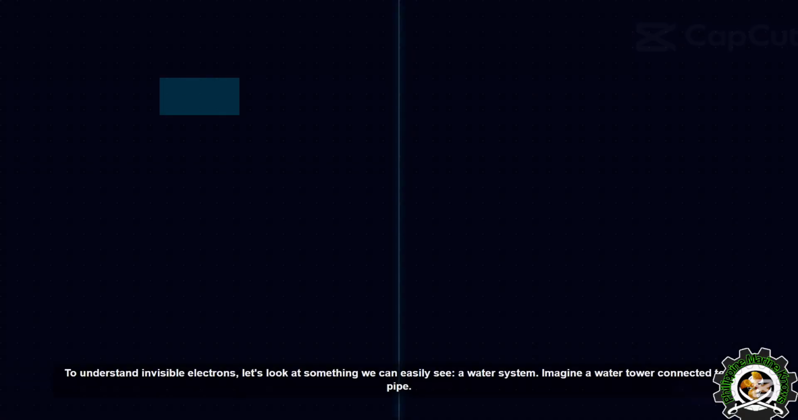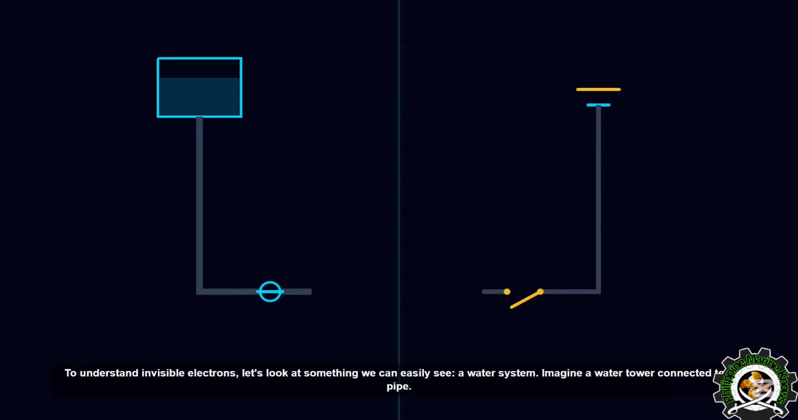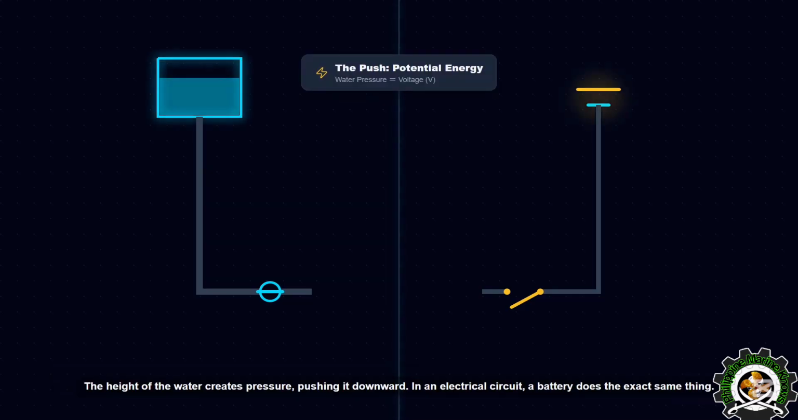To understand invisible electrons, let's look at something we can easily see, a water system. Imagine a water tower connected to a pipe. The height of the water creates pressure, pushing it downward. In an electrical circuit, a battery does the exact same thing. It provides electrical pressure, which we call voltage.